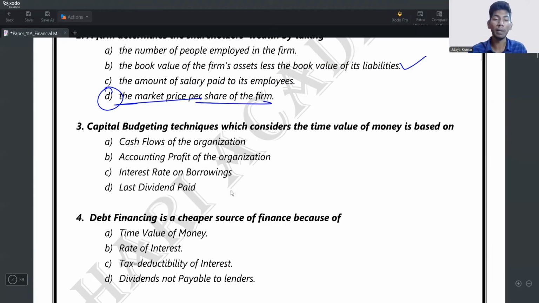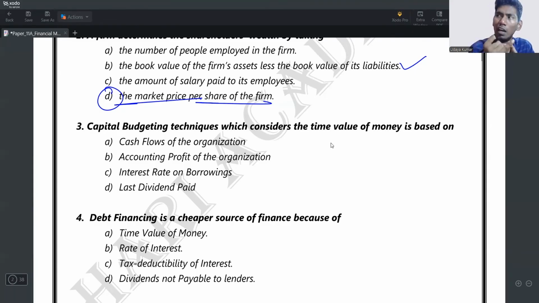Moving to question number 3, capital budgeting techniques. Try to answer each and every question; you guys have to participate. Capital budgeting techniques which consider the time value of money are based on what? It's quite easy, right? Based on the cash flows of the organization, because capital budgeting techniques that consider the time value of money are based on the cash flows of the organization.